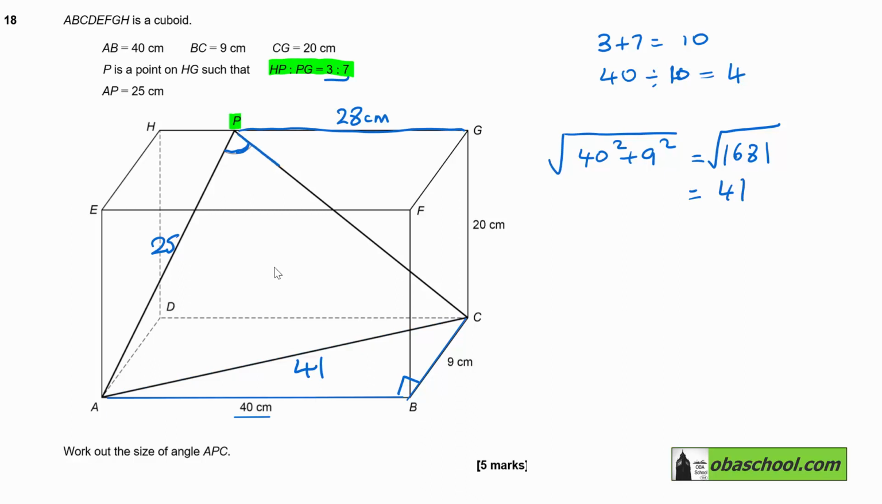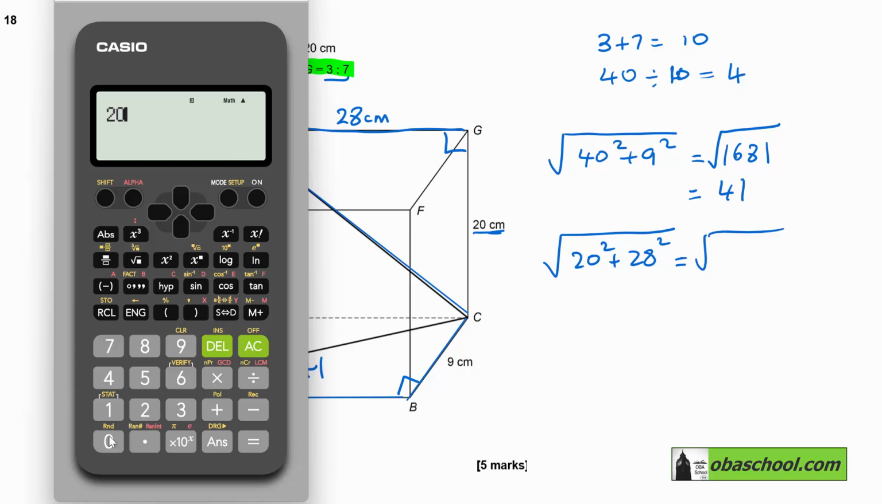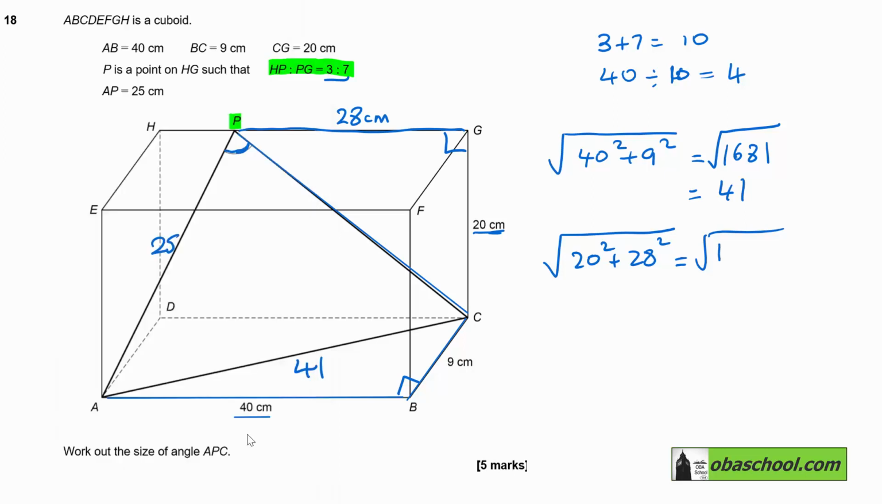Now let's think about the length of PC down there. We can see that's in the rectangle at the back of the cuboid, and we have 20 and 28 and a right angle just here. So once again, we can use Pythagoras. Square root of 20 squared plus 28 squared. So let's calculate that. We've got 20 squared plus 28 squared, which is 1184.